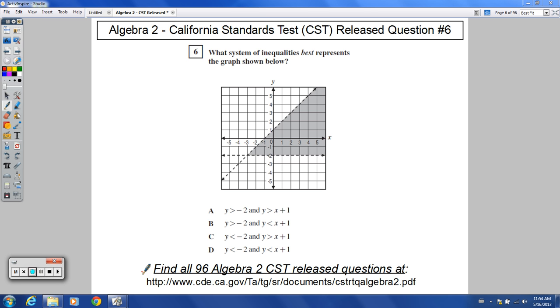Welcome to CST release question number 6 for Algebra 2. It says, what system of inequalities best represents the graph shown below? And so I'm going to take these two lines that I see and consider them separately first, and then I'm going to put them together from there.